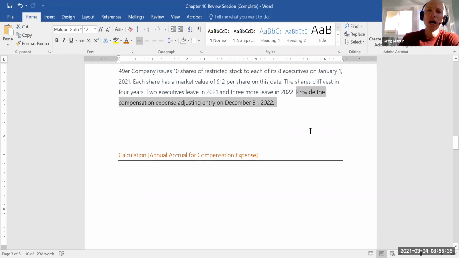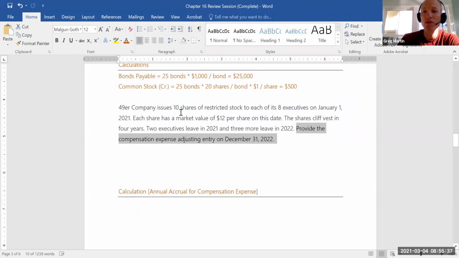So a lot of things going on here. First of all, I give you information as far as when the restricted shares were actually issued in the first place. I also give you information on how long it takes to vest and information on when the executives leave. But what I've asked for is the compensation expense adjusting entry. So I'm not looking for the initial entry. I'm not looking for the entries when the executives leave. I'm looking for the compensation expense at the end of 2021. That's all we're trying to do here.